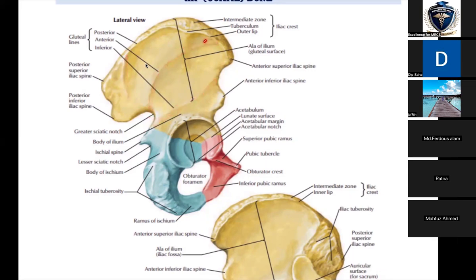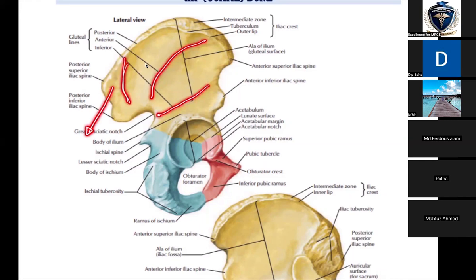Number one, what is this? This is called the anterior gluteal line. This is called the posterior gluteal line, and this is called the inferior gluteal line. So how many gluteal muscles are there? There are three gluteal muscles.